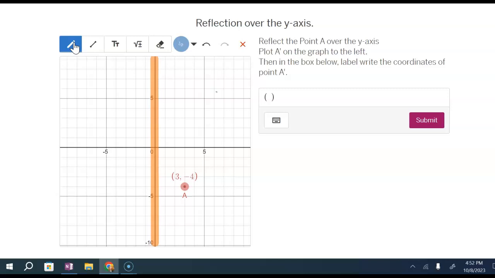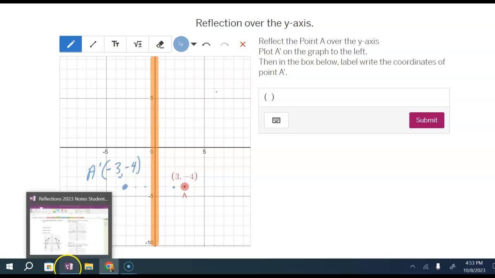Right now, that point is 1, 2, 3 away from the orange line, so I'm going to go 1, 2, 3 away from the orange line in the opposite direction. So A prime is going to be (-3, -4). Notice I took the opposite of the 3 to get -3.